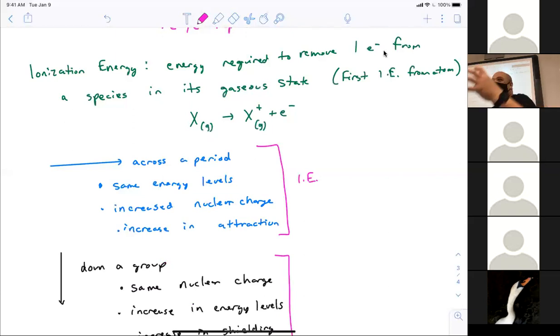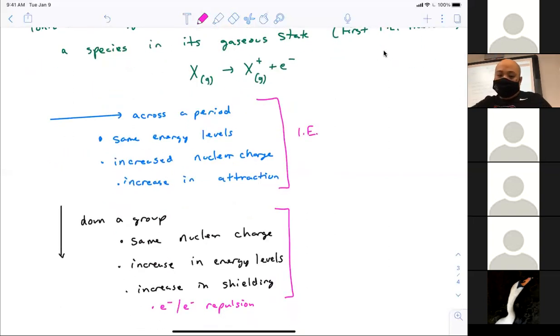So now it's a matter of, is that attraction dependent on how many protons we have, or on how many energy levels we have? Because based on where we're going on the periodic trends, it matters. Like Aiden said, across a period, you have the same energy levels, and more and more protons pulling on those same energy levels. So you have an increase in attraction. How do you think that will affect the energy it takes to remove an electron? It's going to increase.